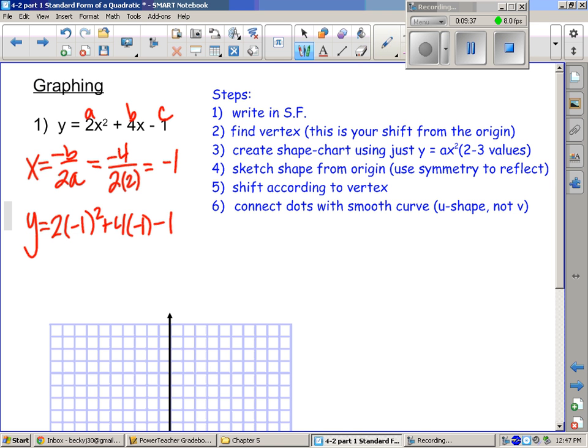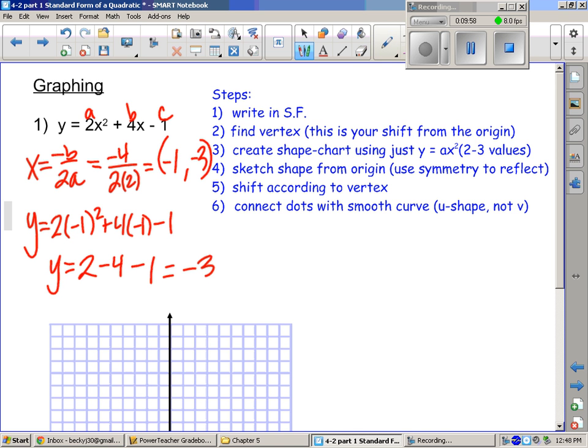Lots of negative 1s. All right, square the negative 1 first. That's going to go to positive 1, but then we're going to have to multiply it by 2, and we will get positive 2. Next, I have 4 times negative 1. That's negative 4. And then I'm going to subtract 1 more. Add them all together. I end up with a negative 3.